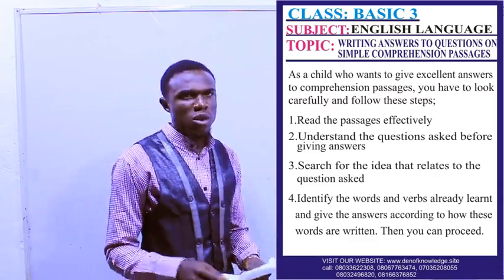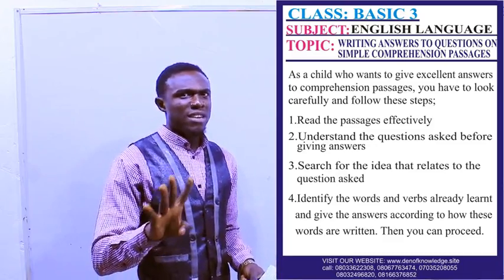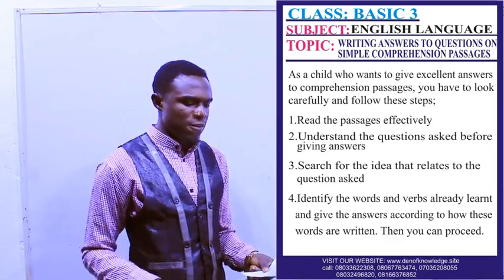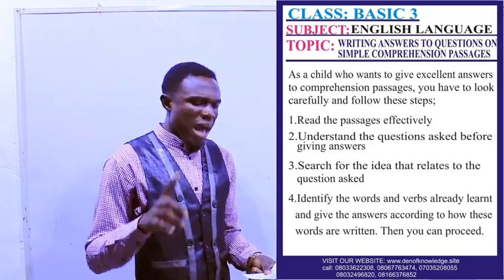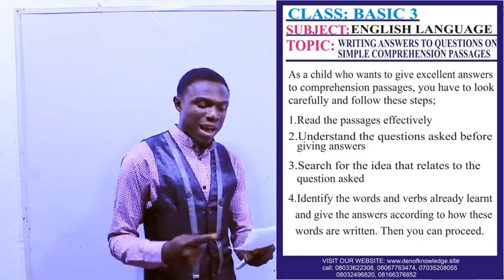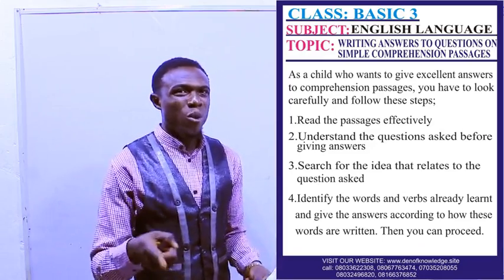Now the fourth one. Now you have gotten your answer. Calm down. Don't quickly write it. There is a fourth thing you have to do. The fourth one is: identify the words and the verbs you have already learned.